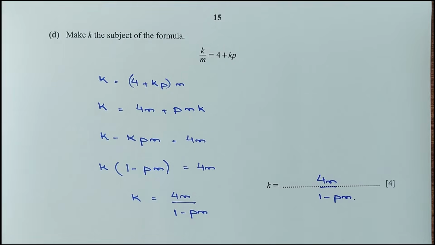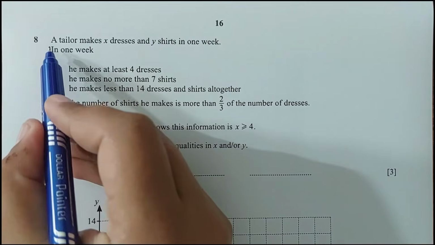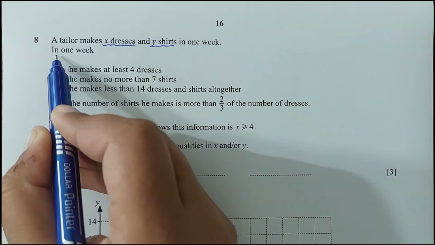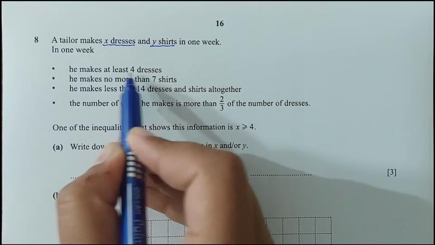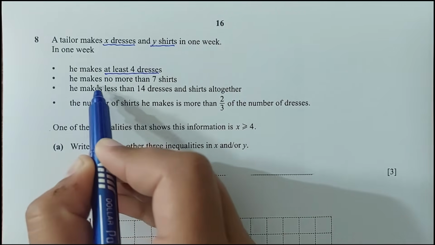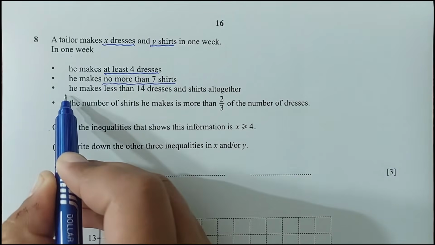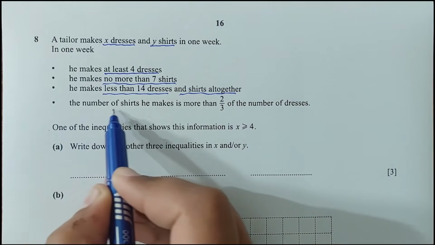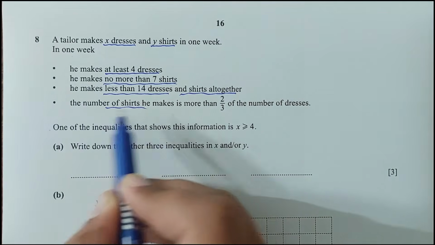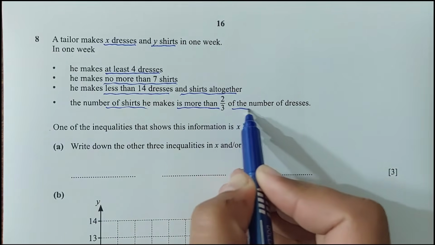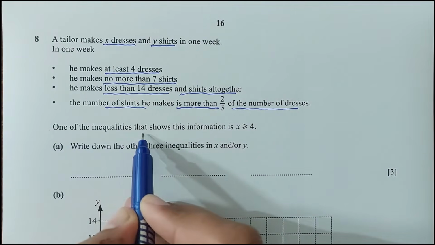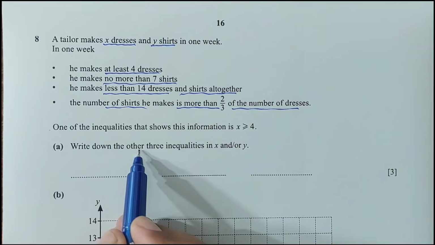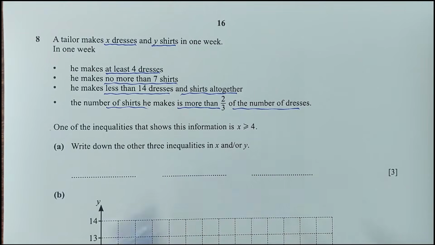This is K. Now for question number 8, a tailor makes x dresses and y shirts in 1 week. In 1 week, he makes at least 4 dresses. He makes no more than 7 shirts. He makes less than 14 dresses and shirts altogether. The number of shirts he makes is more than 2/3 of the number of dresses. One of the inequalities that shows this information is x is greater than or equal to 4. Part A, write down the other 3 inequalities in x and or y.